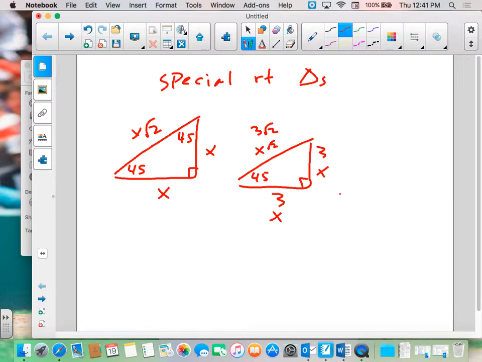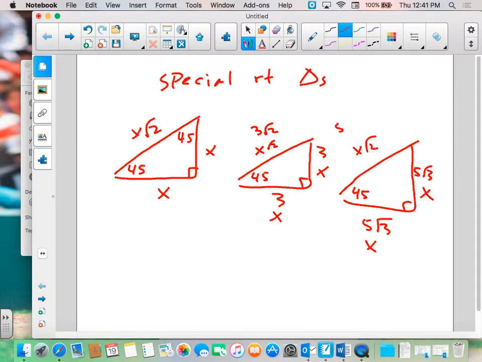I could make things a little bit more complicated, and I could say this side is 5 root 3. Well, that's your x. This side is also x, 5 root 3. This side is x root 2. So x was 5 root 3, and I have to multiply that by a root 2. So what do I have now? I simplify that. It's 5 root 6. Remember, you can multiply the square roots together if they're inside the square root. You want to leave the 5 alone because it's outside the square root.